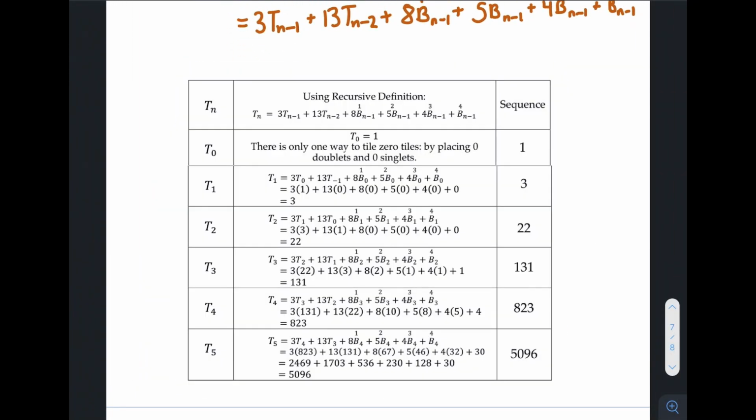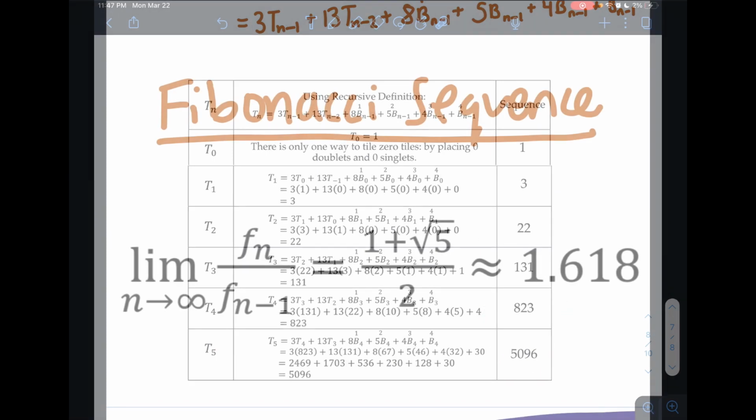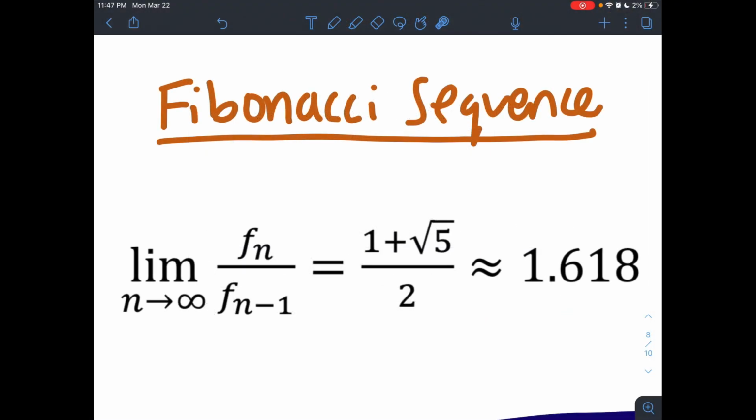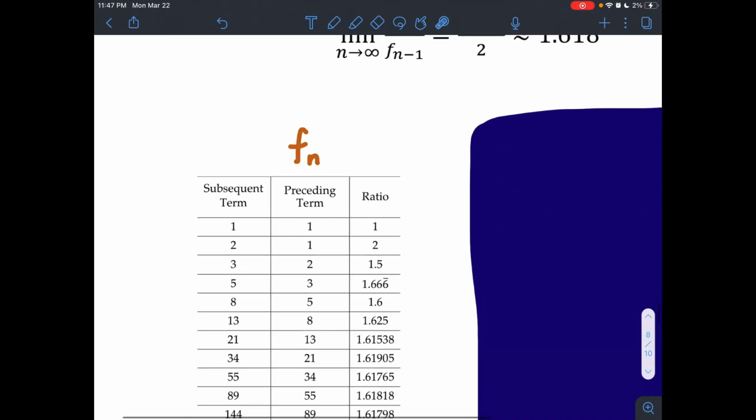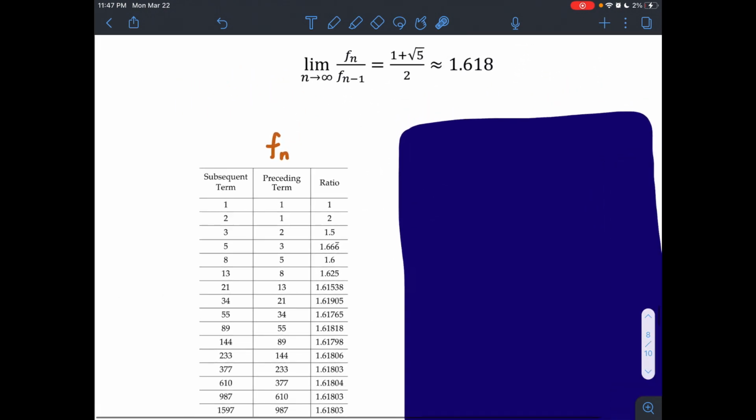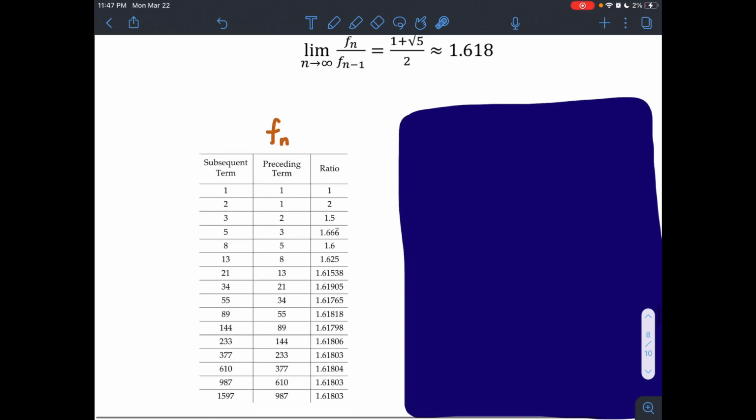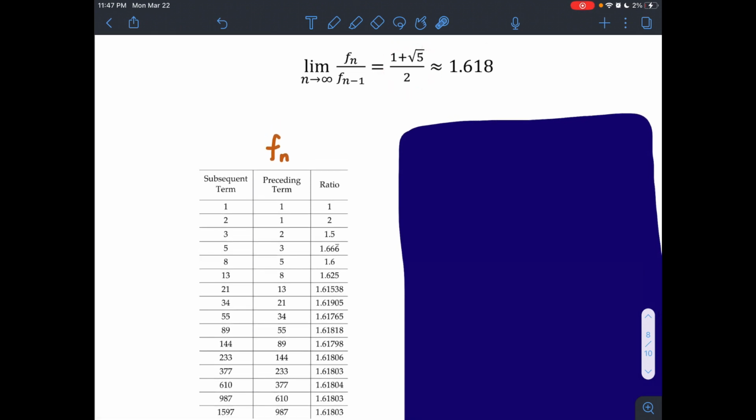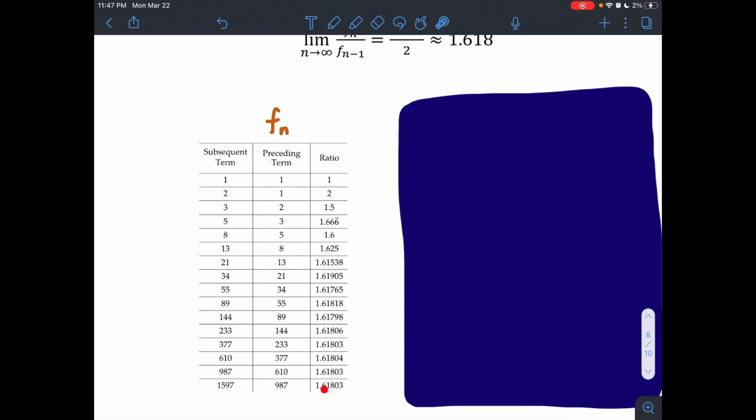Using this recursive definition, the first few terms of the T sub n sequence can be derived as well. In the Fibonacci sequence, if one term is divided by the previous term, a ratio approximately 1.618 appears, which is known as the golden ratio. As the numbers grow further apart, the ratio seems to get increasingly precise to this algebraic expression of 1 plus square root of 5 over 2, or 1.618.